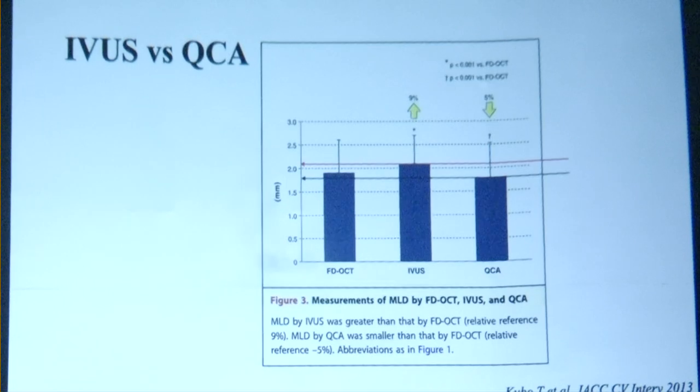So, this is IOS versus QCA. In the core labs, QCA is used. And if you look at the core lab data and see where QCA matches up with IOS, again, there's a 9% overestimation, or larger area calculated by IOS compared to QCA.